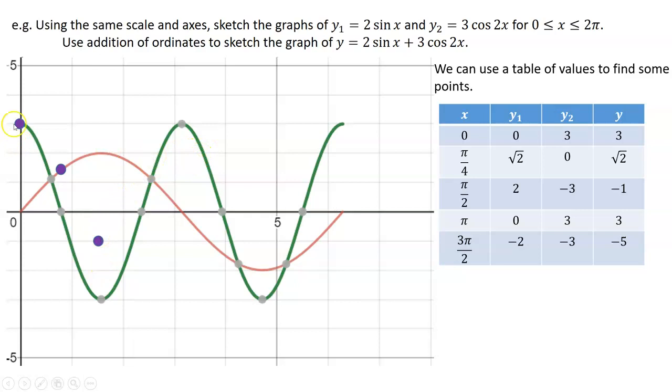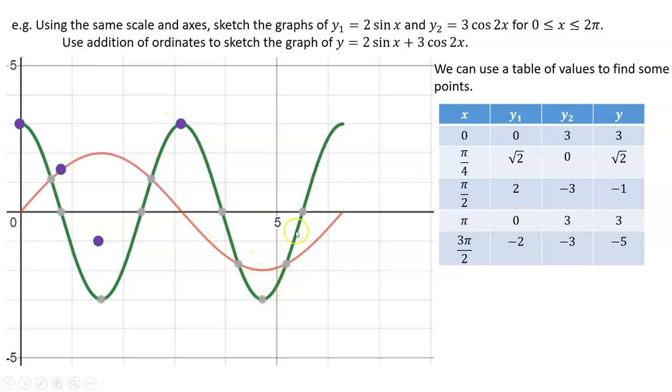I'm going to skip forward. They're both symmetric from 0 to pi on 4 and then from pi on 4 to pi on 2 and then pi on 2 to pi. So this is just going to be reflected. So at pi, I'm going to have 3 plus 0, which gives me 3. Now it's going to change as I move past pi.